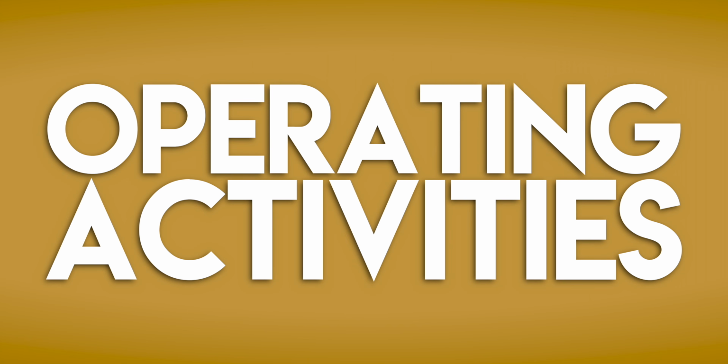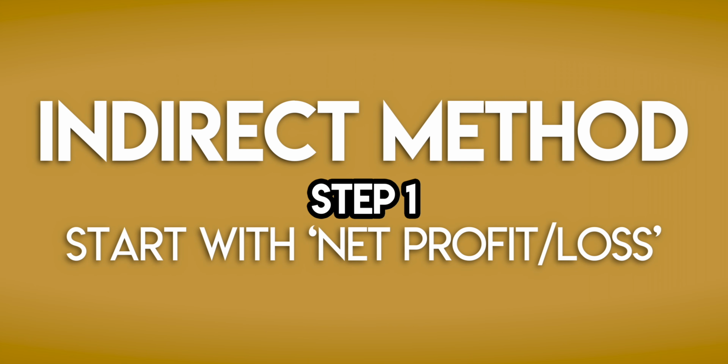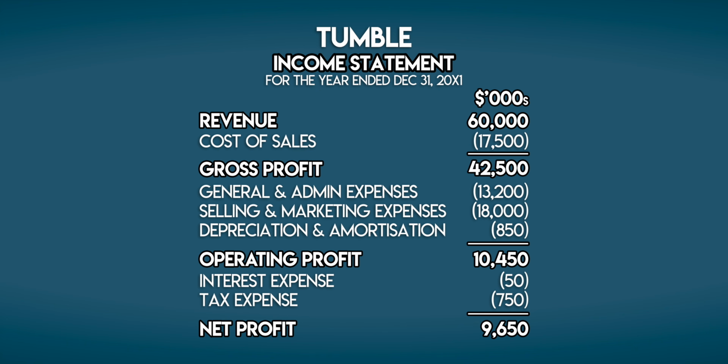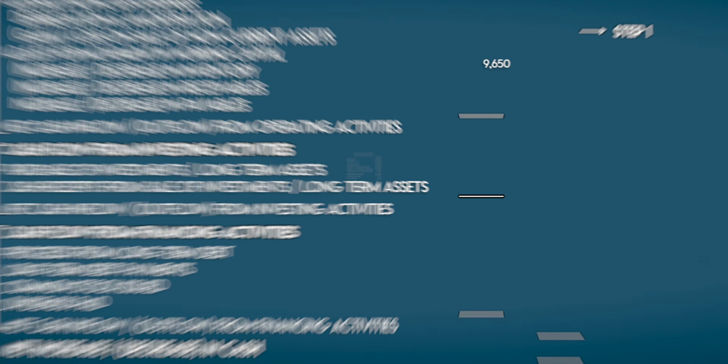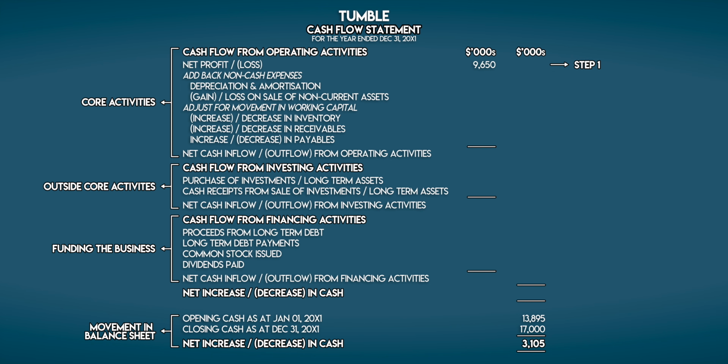Let's find out. We'll start with cash flow from operating activities. In step 1, we need to find Tumble's net profit or loss for the current year. That's easy, we can get it from the income statement. On the bottom line, we can see that Tumble earned $9,650,000 this year from their core operations. We'll take Tumble's net profit and put it right at the top of cash flow from operating activities.